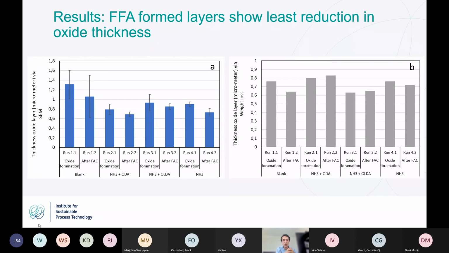And this trend is also seen in graph B, where the layer formed under the blank chemistry is reduced by 16%, and the layer formed with ammonia is reduced by 3%. The layers formed with ODA and OLDA are actually increasing after the FEC test by about 4 to 3%. Now the SEM input and the weight loss measurement were also used to determine the corrosion rate. And this can be seen in the next slide.